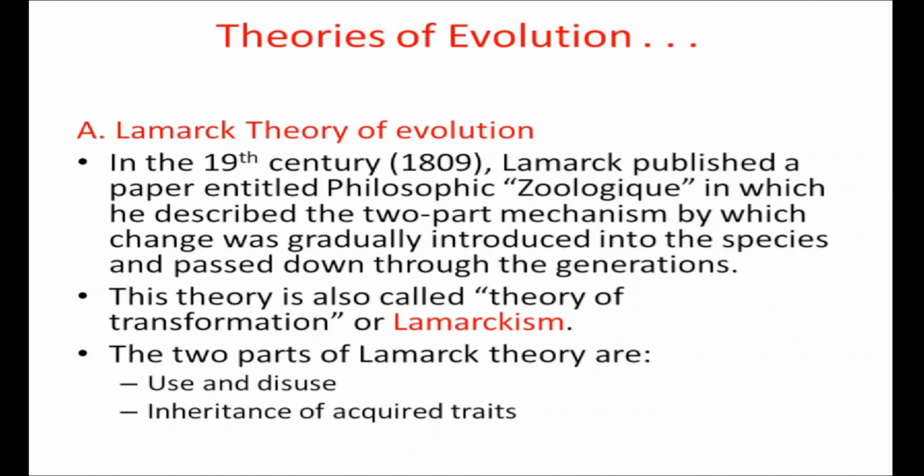Some of the theories, one is Lamarck's theory of evolution. Lamarck is a person's name. In the 19th century, Lamarck published a paper entitled Philosophie Zoologique, in which he described the two-part mechanism by which change was gradually introduced into the species and passed down through the generations. This theory is also called the theory of transformation or Lamarckism. The two parts of Lamarck's theory are the use and disuse theory and the inheritance of acquired traits theory.